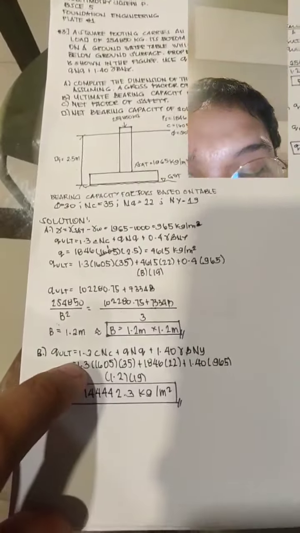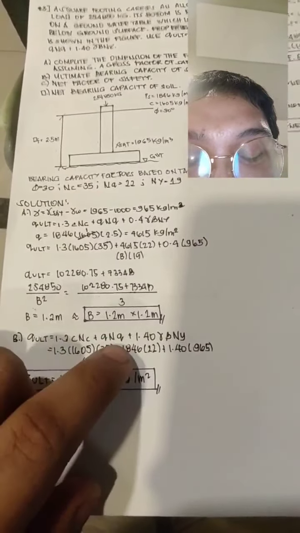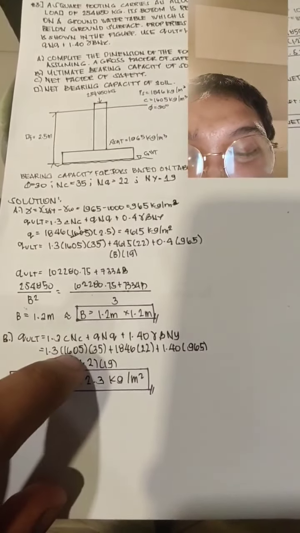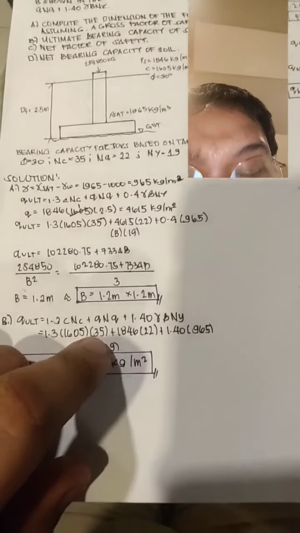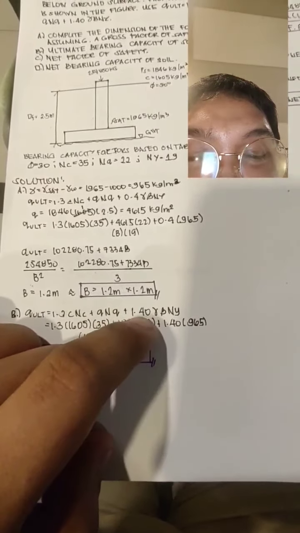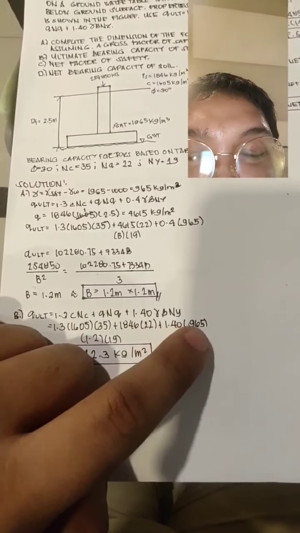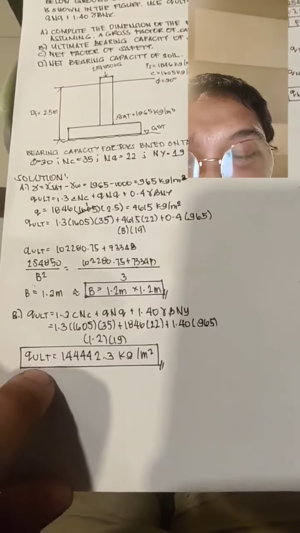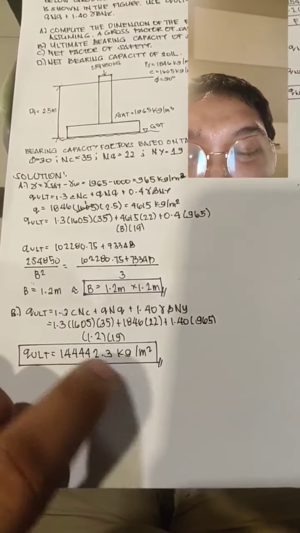So, next is B, Q ultimate. We have here 1.3. So, gagamitin na natin ito. Binigay niya na formula here. So, we have Q ultimate 1.3 times cohesion NC plus Q and Q plus 1.40 gamma beta NY. So, we have here 1.3 times 1605 times 35 plus 1846 times 22 plus 1.40 ito. Then the gamma na 965 plus yung beta na 1.2 and the NY na 19. So we have here Q ultimate is equal to 14442.3 kilogram per square meter.